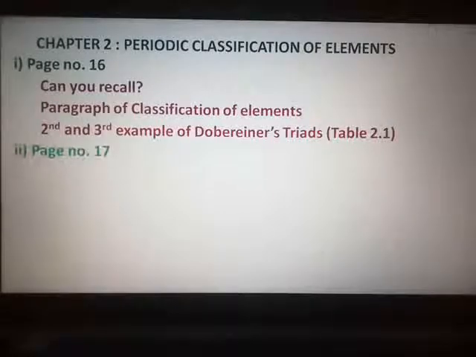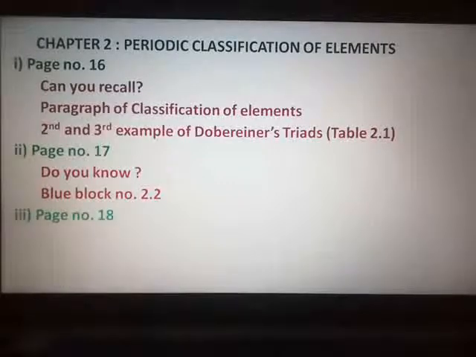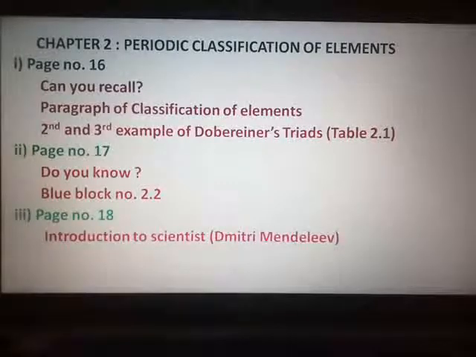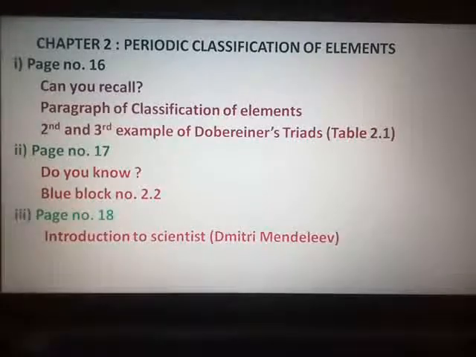Page number 17, right on the top you have the pink colored block, do you know, remove that block. Below that you have that blue colored block number 2.2, remove that block, that musical notes and the elements, that block you have to remove. Page number 18, you have towards the end, introduction to scientist about Dmitry Mendeleev, remove that block. Page number 19, you have use your brain power, yellow colored block, remove it.